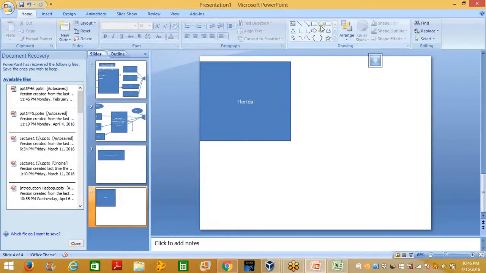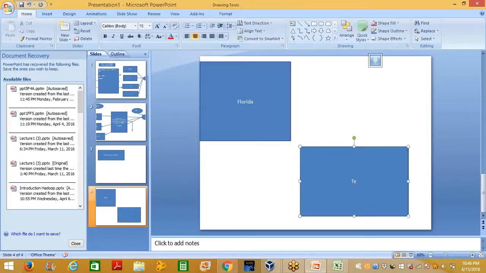Okay, Florida bucket. There is one more bucket here. This is nothing but your Texas bucket. Okay.